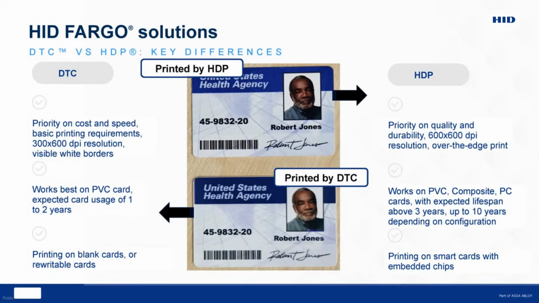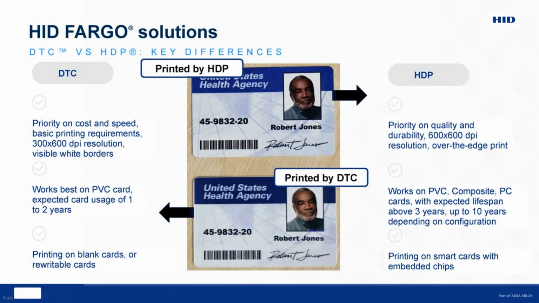Another added feature of these HDP printers is, since it has the retransfer technology, that's much better for printing on cards that have embedded media in them, because sometimes that card surface isn't always smooth. Maybe the chip sits up a little bit off of the card body. The HDP or retransfer printers are going to do a much better job at printing on those cards than a direct-to-card printer.